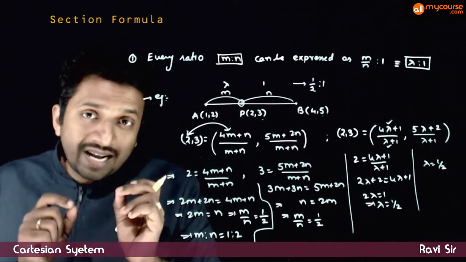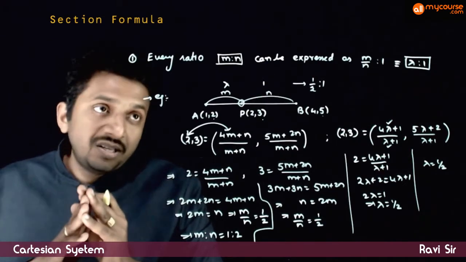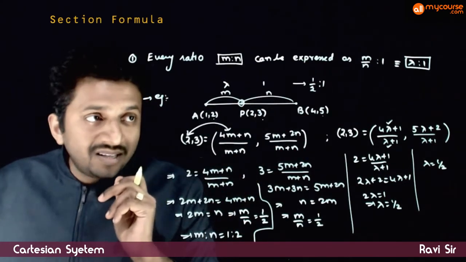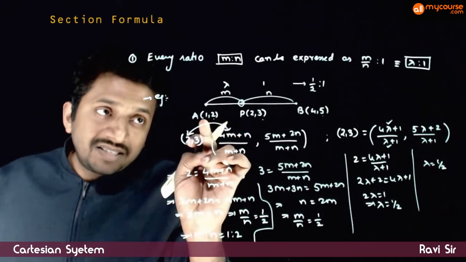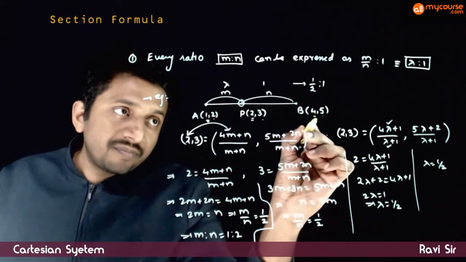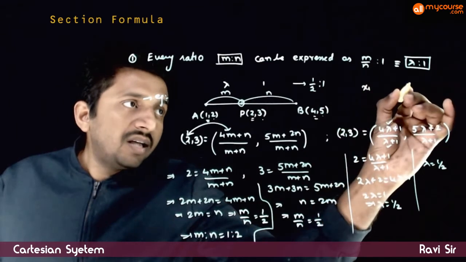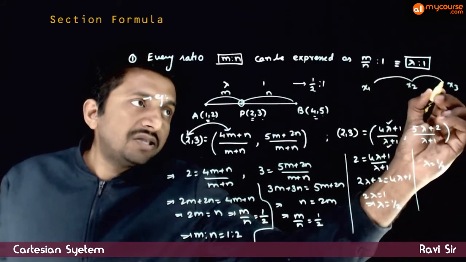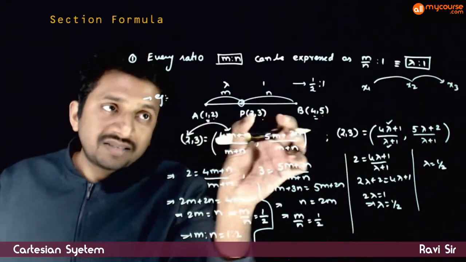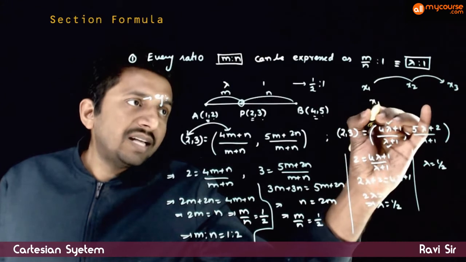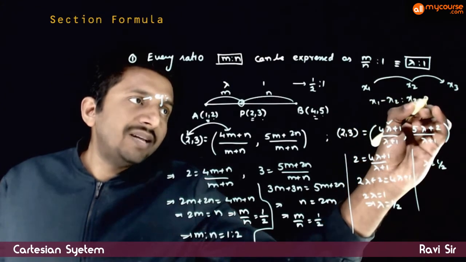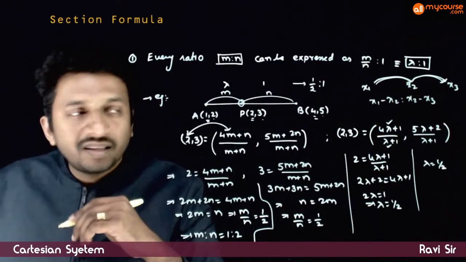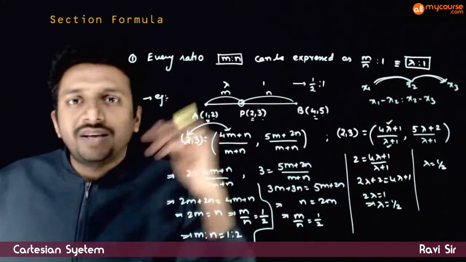Now there is a slight simplification that you need to understand here. If you are just asked to find the ratio, the simplest method is just consider the x coordinates. If you have x1, x2, x3, then the ratio in which the point divides AB is nothing but x1 minus x2 is to x2 minus x3. This minus this is to this minus this.